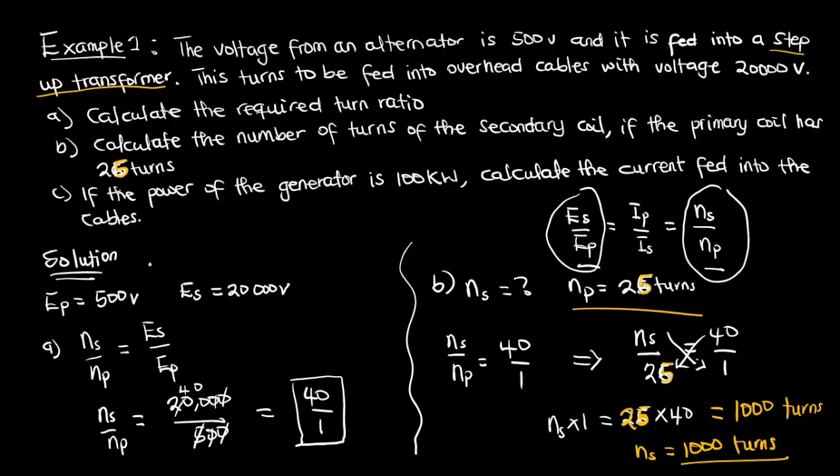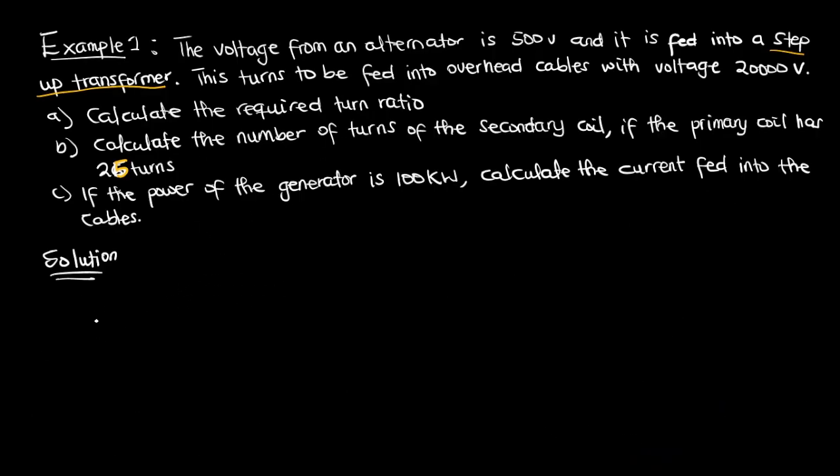Let's look at the C part, which says that if the power of the generator is 100 kilowatts, we have to calculate the current fed into the cables. Remember, the current fed into the overhead cables becomes the current output, or I secondary, or IS. Let me get some space, and then we quickly look at the solution to that particular part.